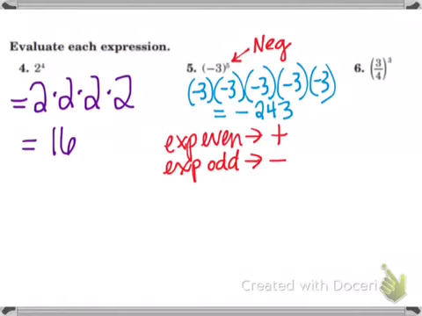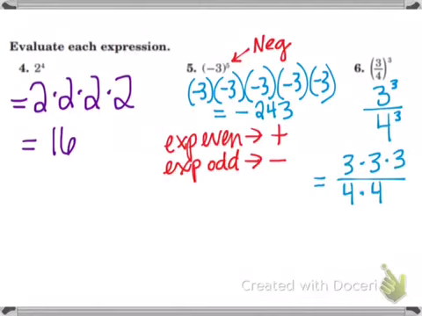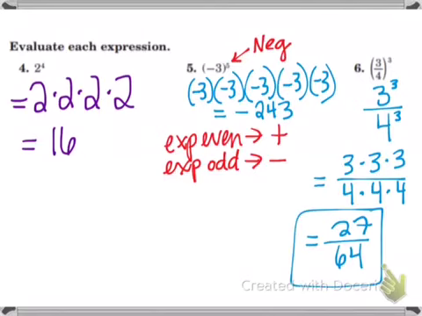Alright, number 6, I've got 3/4 to the third power. Now, I can separate this. I can say 3 to the third power over 4 to the third power. Calculating that, 3 to the third power would be 3 times 3 times 3, and 4 to the third power would be 4 times 4 times 4. Working that out, 3 times 3 is 9, times 3 is 27. And then my denominator, 4 times 4 is 16, times 4 is 64. So 27 over 64.